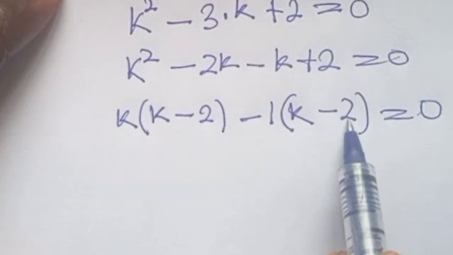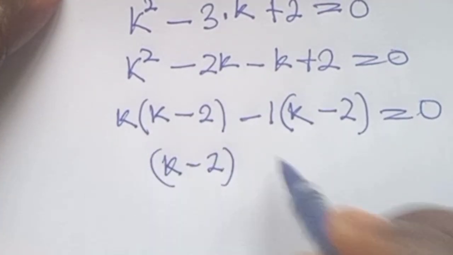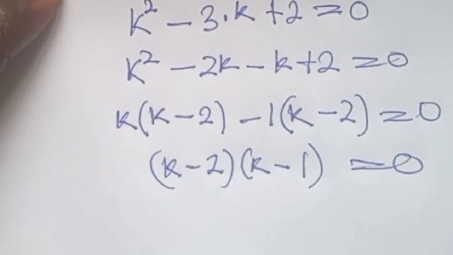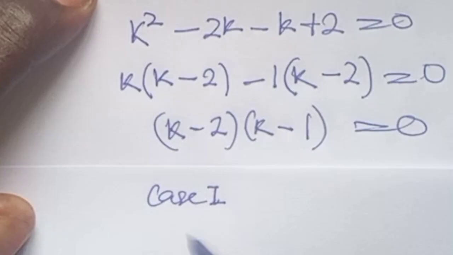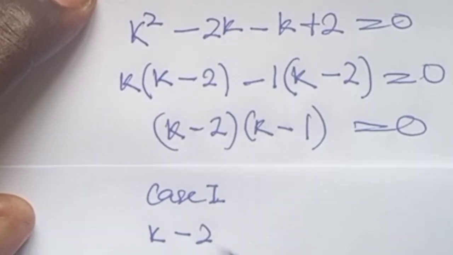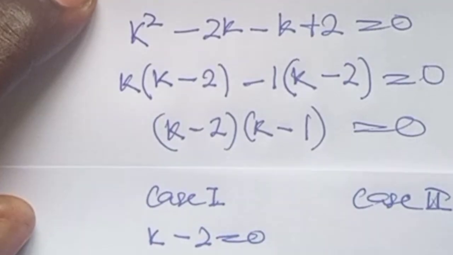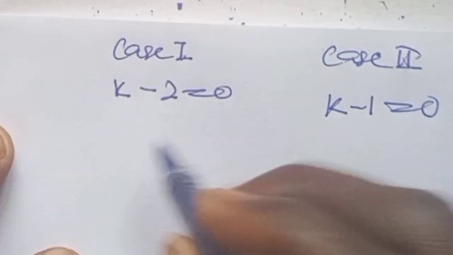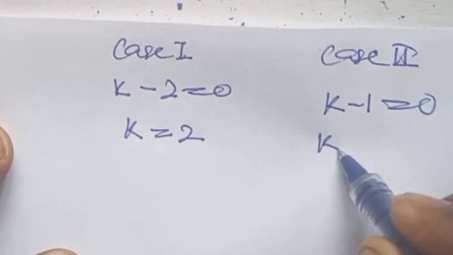So here, we're going to take the common terms. That's k minus 2. What is left is k minus 1, all equal to 0. So from here, case 1, k minus 2 equals to 0. And case 2, k minus 1 equals to 0. So that k will be equal to 2. And here, k will be equal to 1.